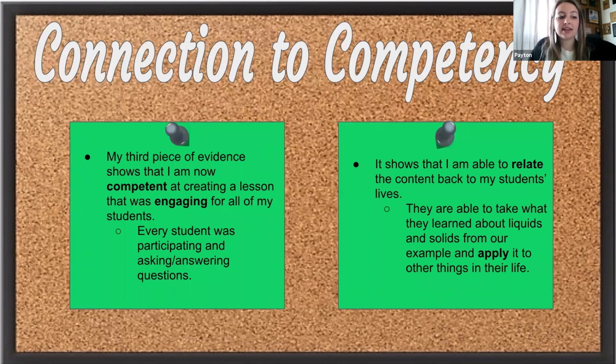After doing this lesson, I had several students that would stop me in the hallways to point out some liquids and solids that they saw. Or they would come to school the next morning and tell me about what they had for supper and how they had a liquid and a solid that they mixed together to make their food. This is how I knew that my kids not only understood what they were taught, but they were able to apply the understanding to real-life scenarios.